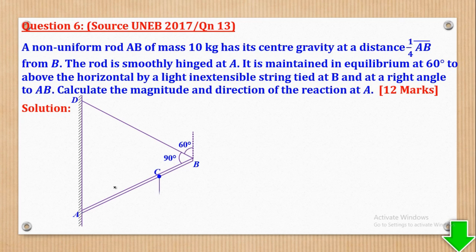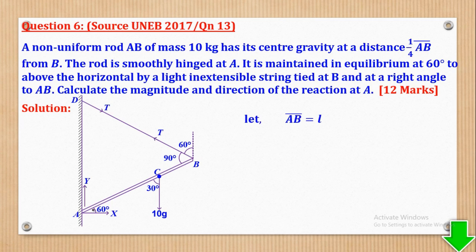So next is to put the weight. The center of gravity was a quarter AB from B, meaning it is towards B. The mass was 10 kilograms, meaning the weight would be 10 G. Because this angle is 60 degrees, it implies that this is 30 degrees. The next is to show the reaction at the hinge, split into two components, horizontal and vertical. So horizontal is capital X and vertical will be capital Y. The next is the tension in the string, so it will be capital T.